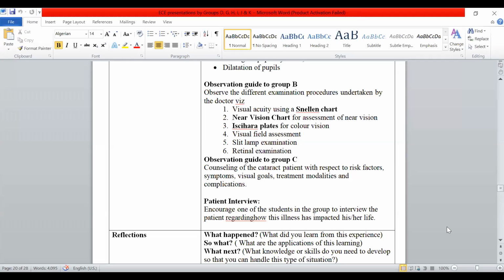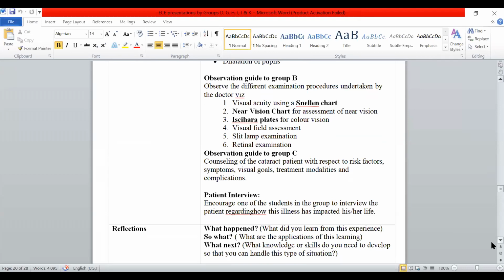Then the observation guide to group C is counseling of the cataract patient with respect to risk factors, symptoms, visual goals, treatment modalities, and complications. For the patient interview, encourage one of the students in the group to interview the patient regarding how this illness has impacted his or her life.